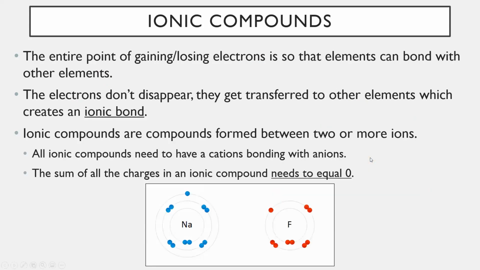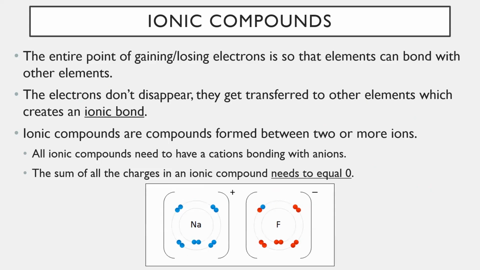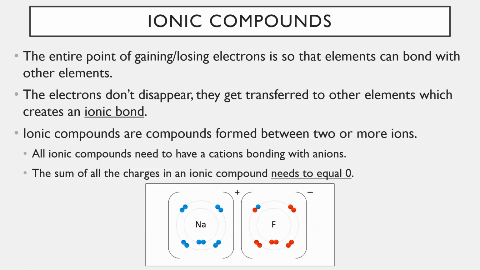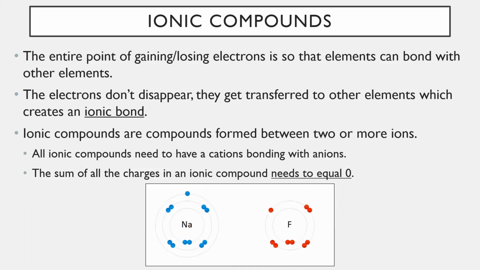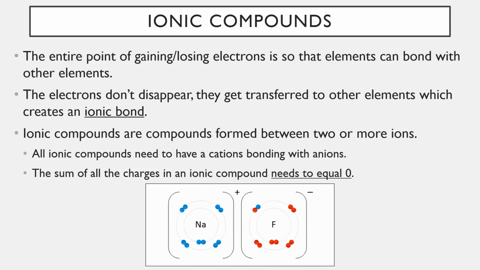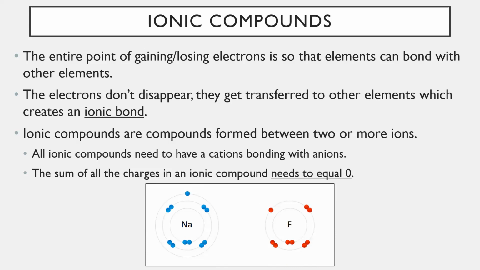Anyway, moving on. Ionic compounds. Now, the entire point of gaining and losing electrons, the entire reason we've been building up to this, is so that elements can bond with other elements. In other words, they can merge, they can hold hands, they can join together, they can sing, they can dance, they can do all those things, right? The electrons, however, when they are given or taken away, don't just disappear. They just get transferred to other elements, which creates an ionic bond.